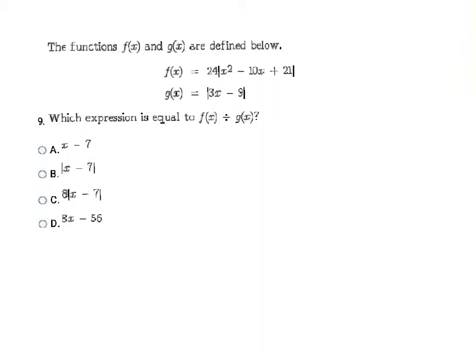So now they're asking us to divide the two functions that we're given. So I'm going to write that as a fraction because it's easier for me to see what I can cancel out when I do that. I'm going to make sure you keep these absolute value symbols nice and straight. And I'm going to go ahead and write this as a fraction.